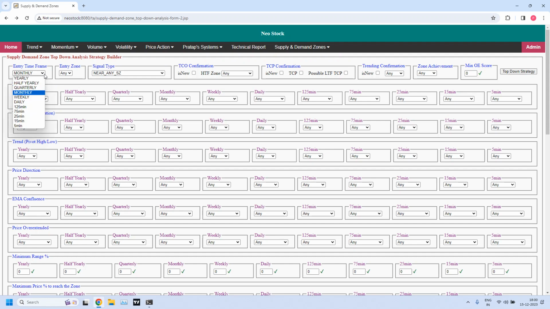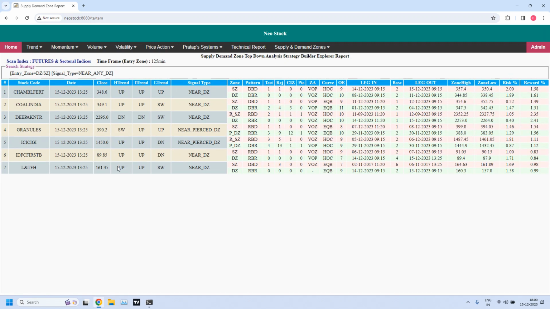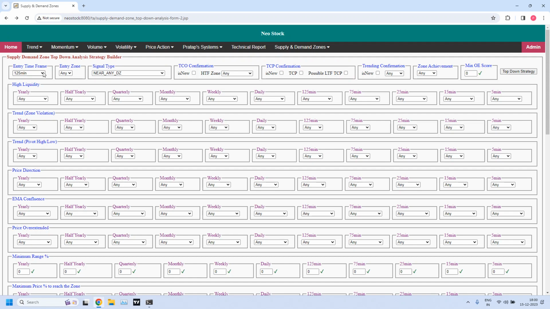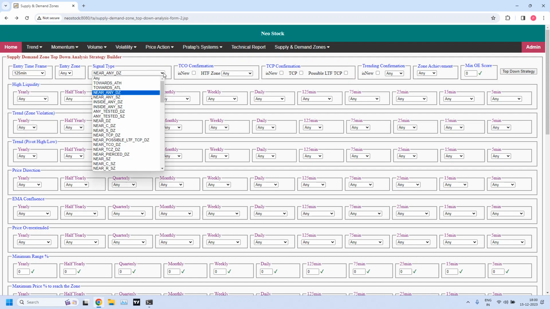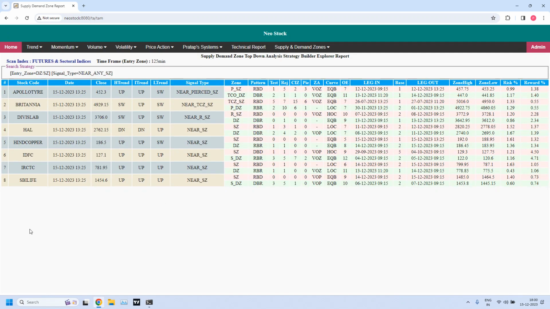And weekly and daily we already generated. So let us start with 125 minutes time frame. Entry time frame is 125 minutes. Let us find the stocks near 125 minutes demand zone. These 7 stocks are near 125 minutes demand zone. 125 minutes time frame. Let us find the stocks near 125 minutes supply zone. So these 8 stocks are filtered.